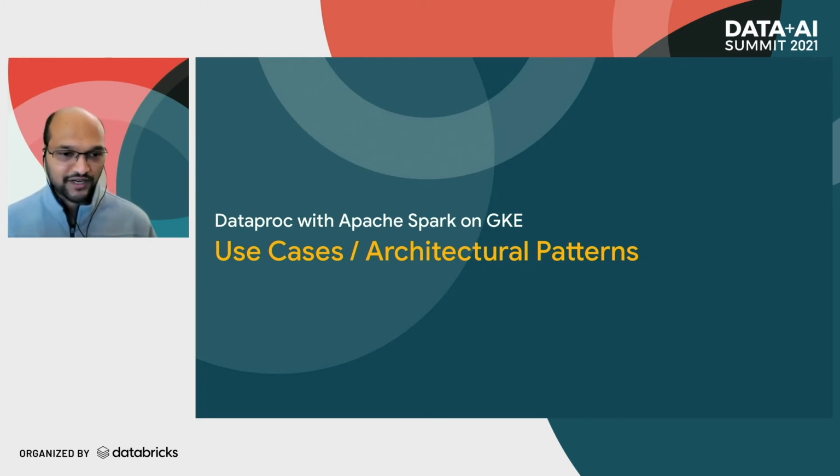Now let's see how these all play together when you're looking into the use cases or architecture patterns working with Spark on GKE. Now that you know why you want to run Spark on Kubernetes and how to run them effectively, the next question is how to use them when you want to implement those patterns.